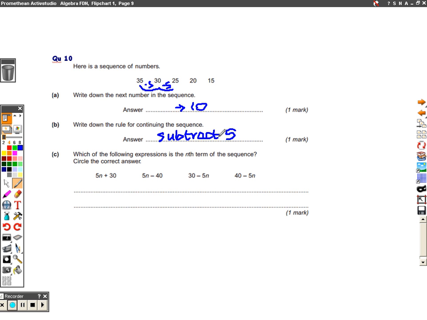Okay, which of the expressions is the nth term of the sequence? Now, because you know it's minus 5, it's going to be minus 5n. So that one's out because it's positive 5n. So it's one of these two. Okay? Now, if we take n, that's term 1, so n would be 1. Minus 5 times 1 would give you minus 5. Are we taking 5 away from 30 or 5 away from 40 to get us 35? It has to be away from 40, so that is your expression.